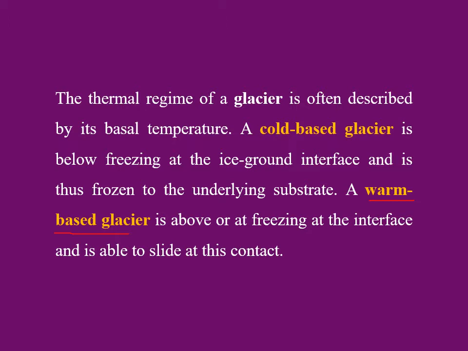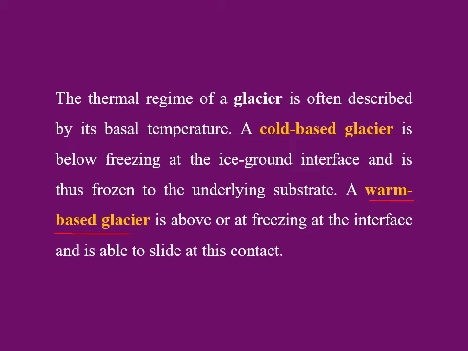The meltwater is present in sufficient quantities, and a layer of meltwater is present at the base of the glacier. And because of the presence of this meltwater at the base, the warm glacier moves faster compared to cold glacier. So because of this presence of water at the base, these glaciers are also known as wet base glacier.